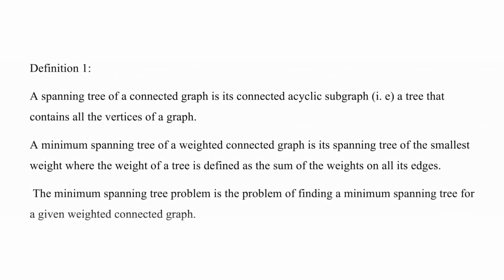Let us recall some definitions that we have studied in the earlier modules. Definition 1: A spanning tree of a connected graph is its connected acyclic subgraph, that is, a tree that contains all the vertices of the graph. A minimum spanning tree of a weighted connected graph is its spanning tree of the smallest weight, where the weight of a tree is defined as the sum of the weights on all its edges. The minimum spanning tree problem is the problem of finding a minimum spanning tree for a given weighted connected graph.